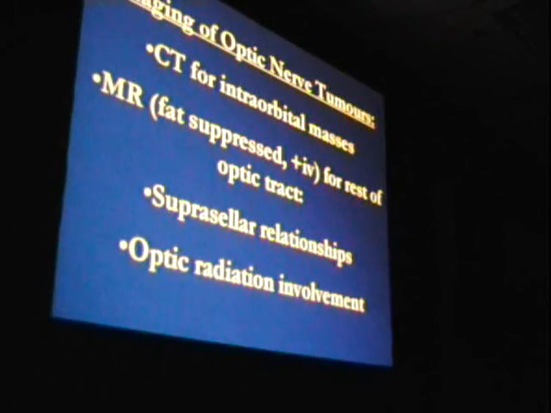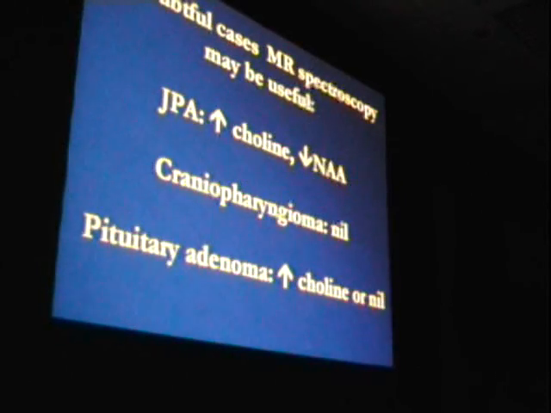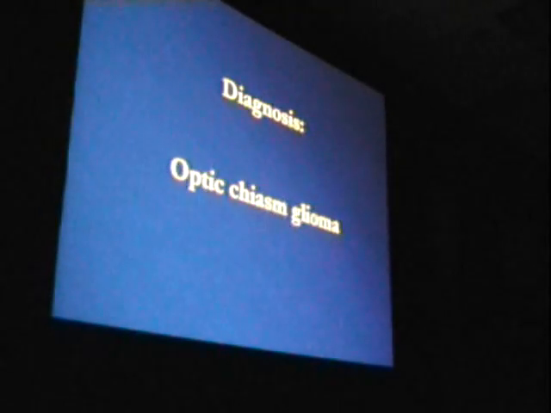MR also gives you better information about the suprasellar relationships, can determine whether something is arising from the optic nerves or from the pituitary gland, and it also obviously shows the optic radiation involvement, which CT is not identifying. In doubtful cases of a suprasellar mass, it can be very difficult to determine where it's originating from, so in these cases MR spectroscopy can be useful. A juvenile pilocytic astrocytoma, like all tumors, essentially has reduced NAA and elevated choline. A pituitary adenoma has no parenchymal markers either, but some elevated choline. So that can be somewhat helpful. And in this case, we have an optic glioma.